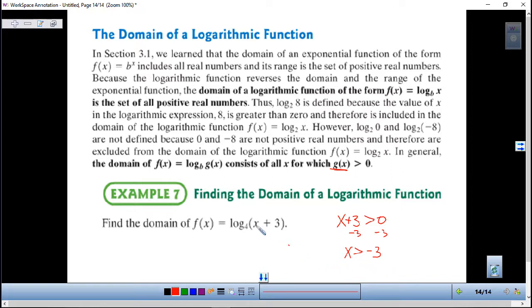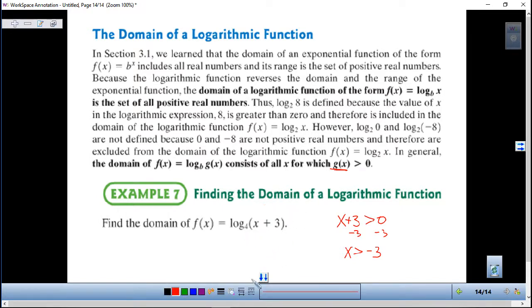So let's say negative 2. If I plug a negative 2 right here, what's negative 2 plus 3? That's 1. Can I take the log base 4 of 1? Yes, it works. If I plug in negative 3, what happens? So negative 3 plus 3 gives me 0. I can't take that, but that's not included in my domain, so I'm probably good.